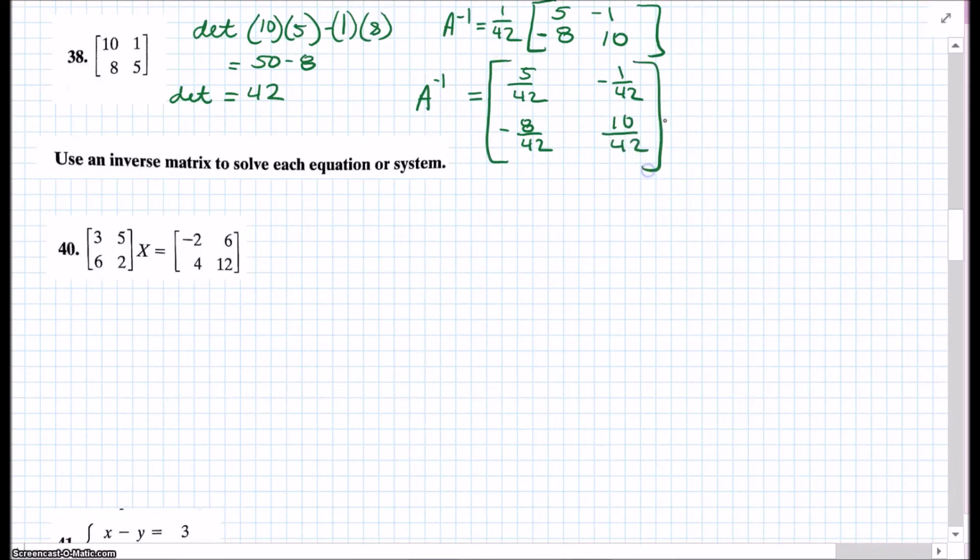Okay, and then we can simplify that. 5 over 42 is as simplified as we can get. Negative 1 over 42 is simplified. All right, 8 would go into 42 how many times? 6. So that'd be negative 1 over 6. 10 and 42 both have a common factor of 2, so we could reduce that to 5 over 21. So there we go. So there's our inverse.